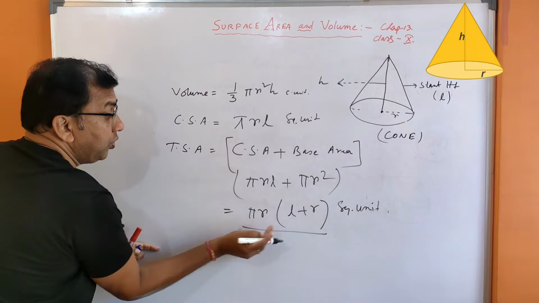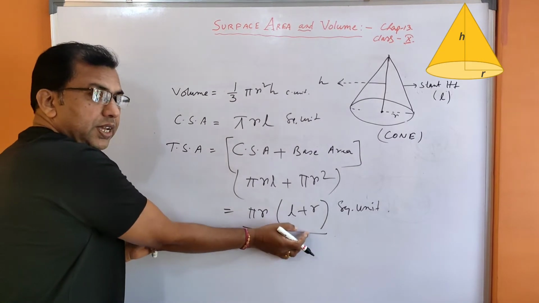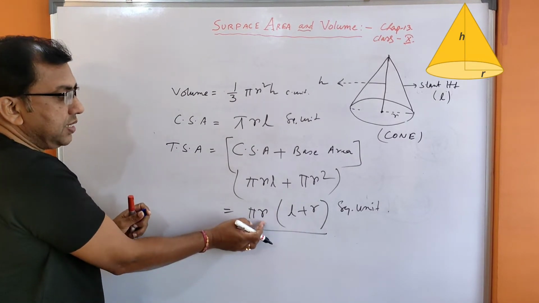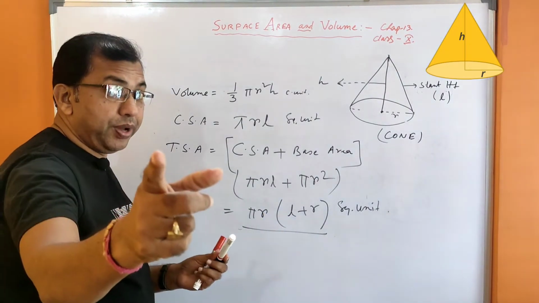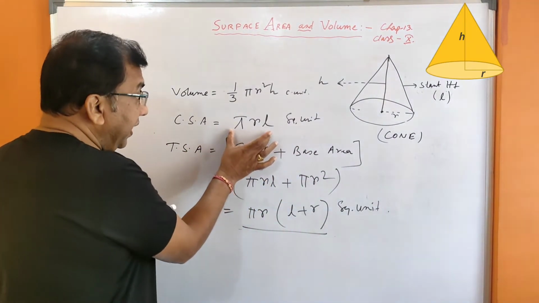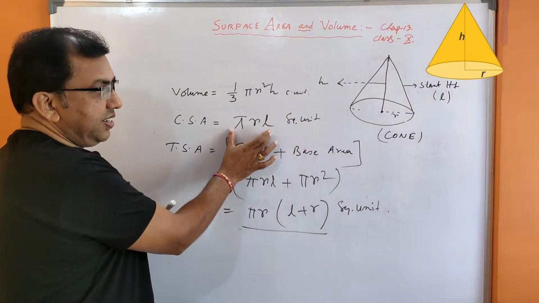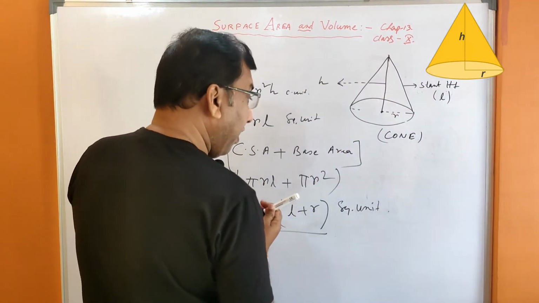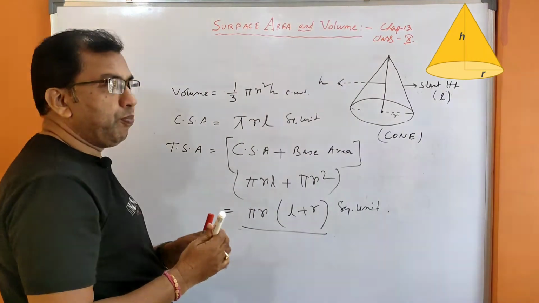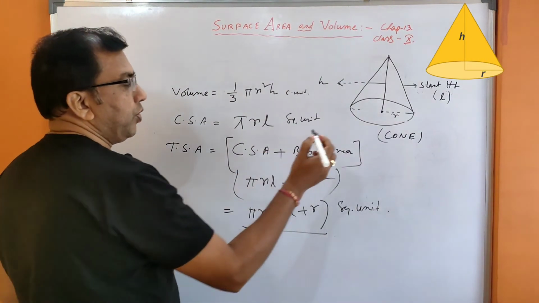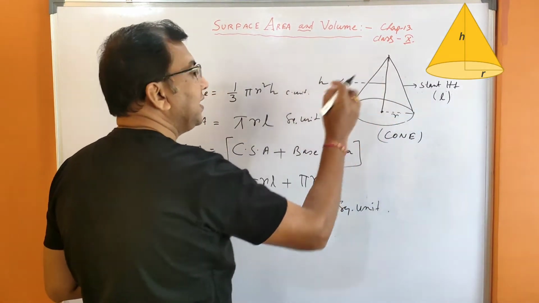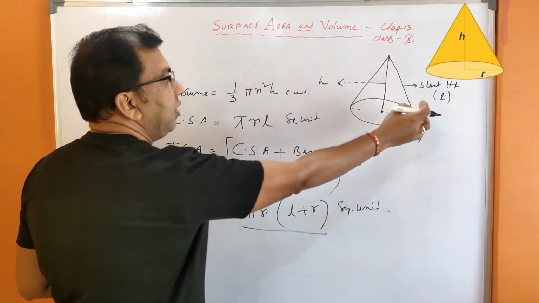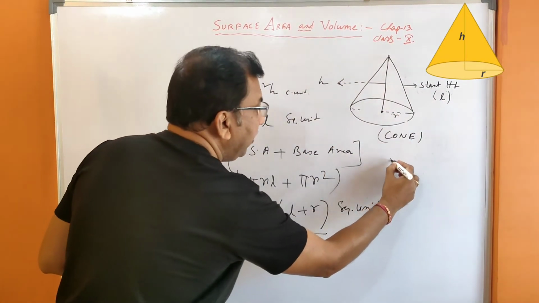This is the square unit, pi r plus L plus R. That means pi is given, R is given, L is given. In that case, one thing to remember about pi r L: this is a right angle triangle, so if we apply Pythagoras theorem, if R is given and H is given, not L, you have to find out the value of L. How to find out the value of L?